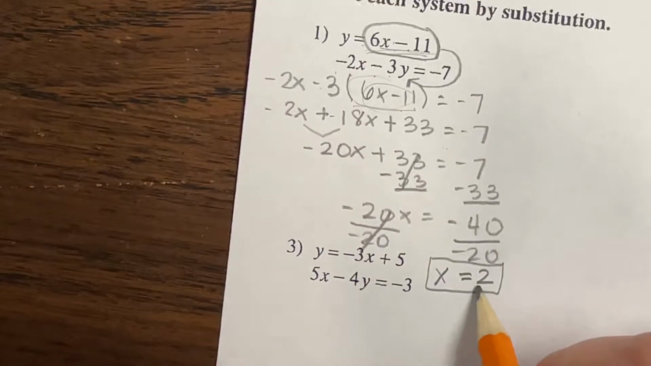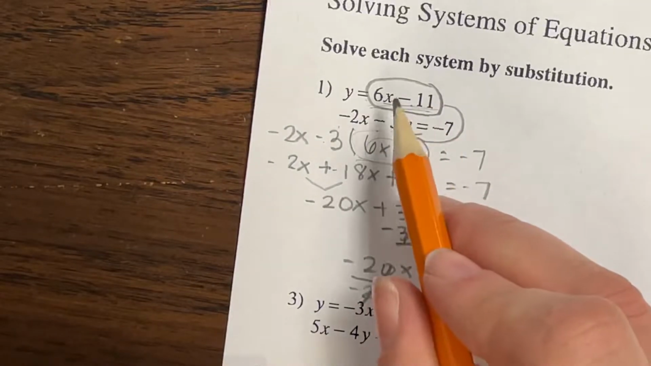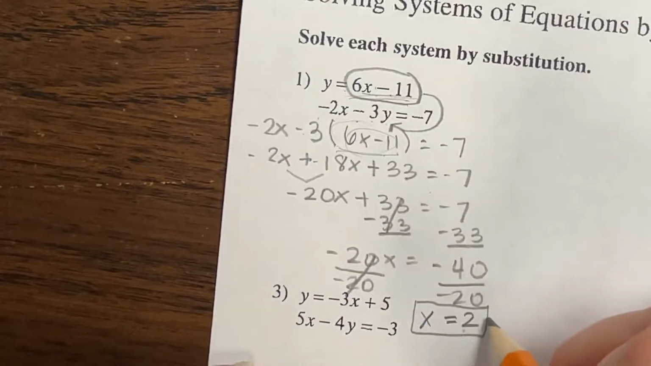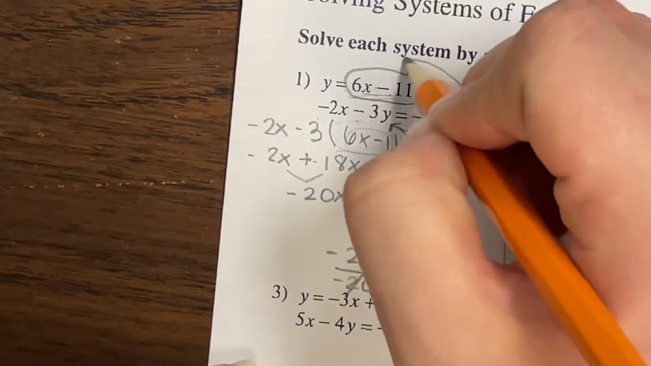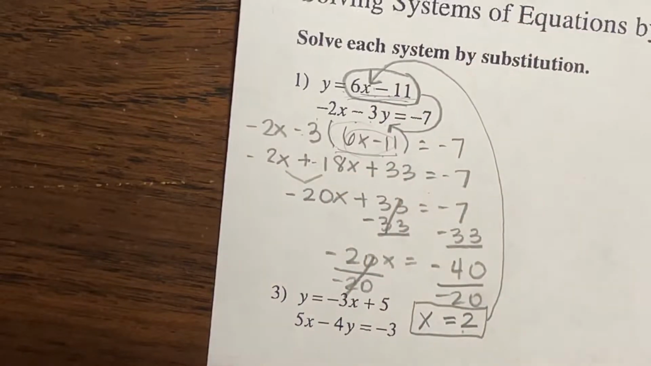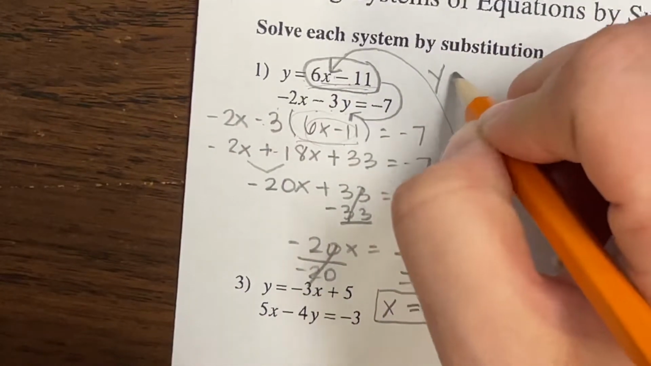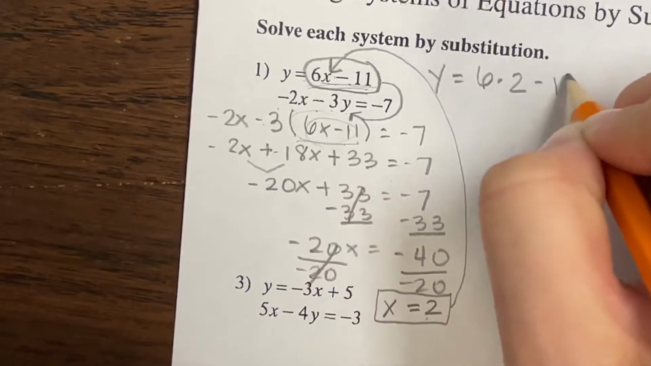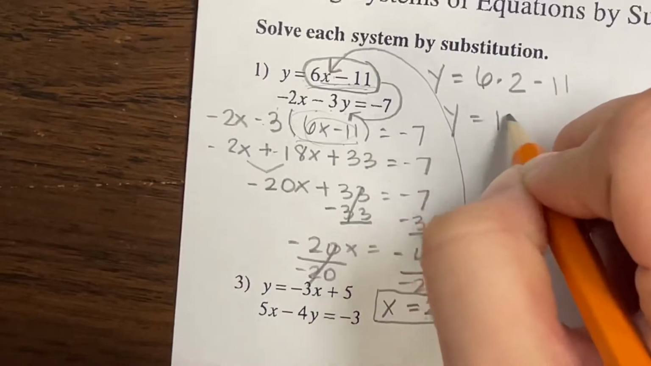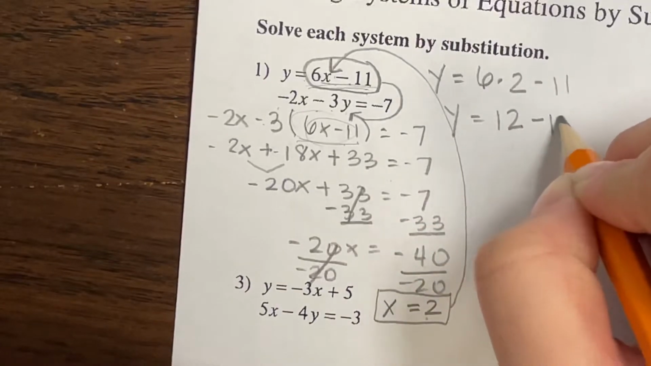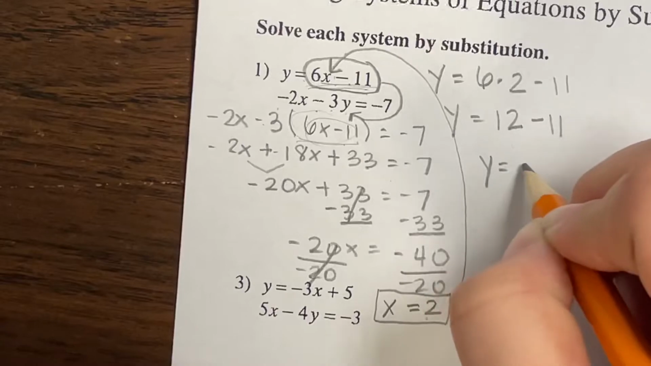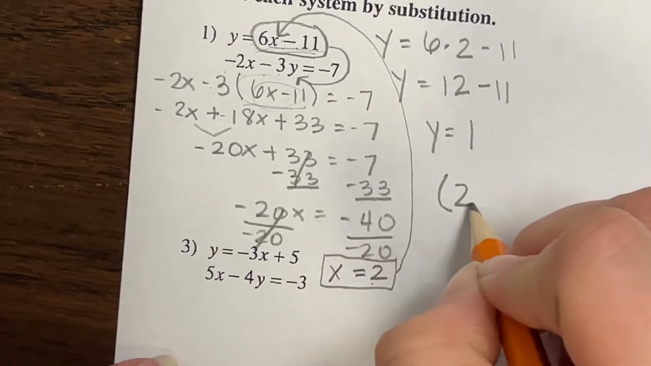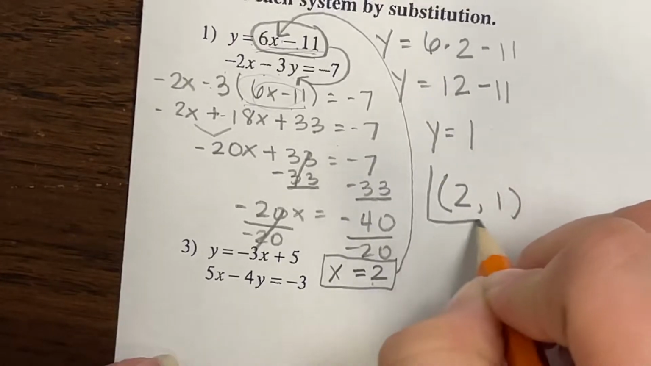If we take that information and plug it back into one of these equations, we will find y. This top equation looks a bit easier to do that. So I'm going to replace x with 2. So it'll read y equals, instead of 6 times x, 6 times 2. That'll be 12 minus 11, which y will then equal 1. And we will still answer it as an ordered pair, so our answer is (2, 1).